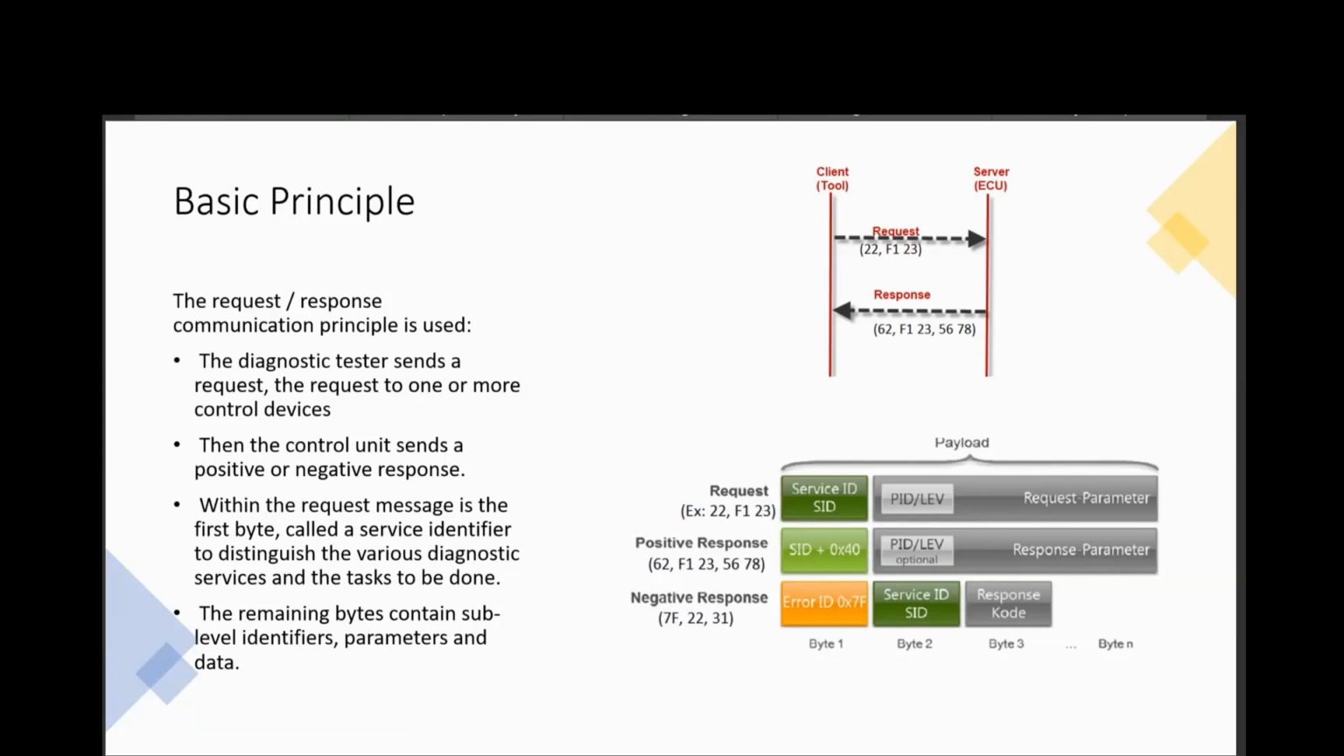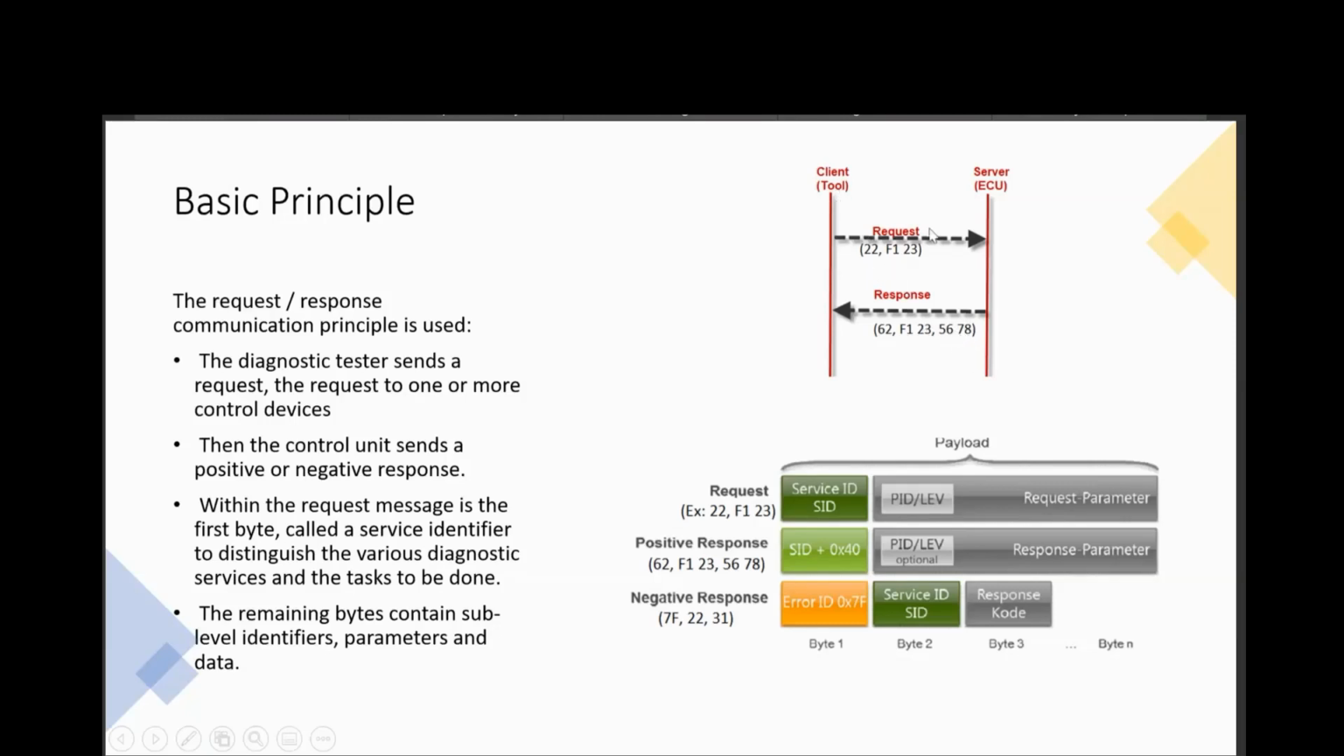So in this example, if you see, the request is 22 F123 here. And the response, for a positive response, has 40 added: 22 plus 40 is 62, followed by DID F123, that is a unique ID which represents vehicle speed, and followed by 5678, which is nothing but the exact original data of the vehicle speed. I just gave an example here. 5678 is the vehicle speed, for example.